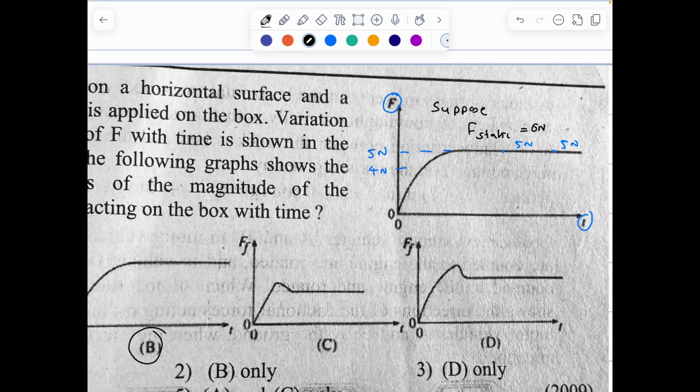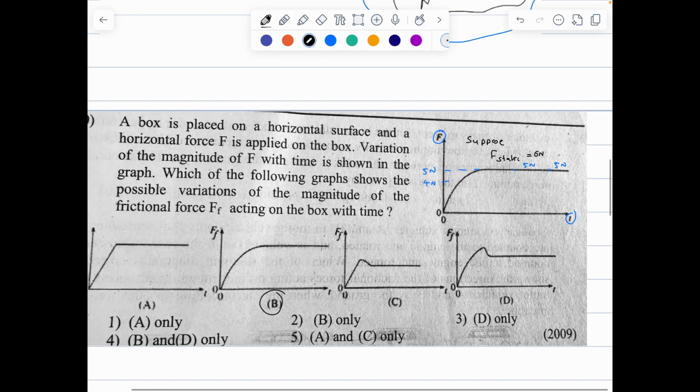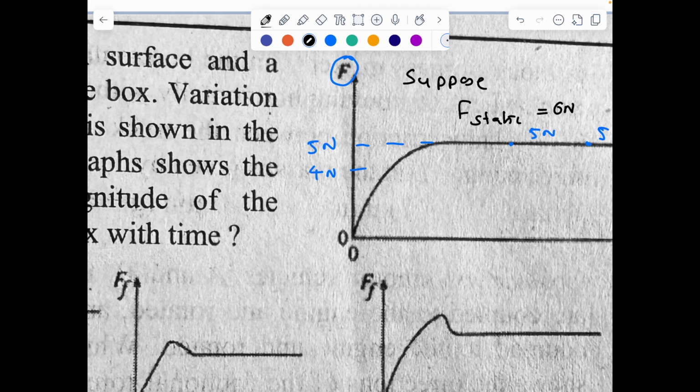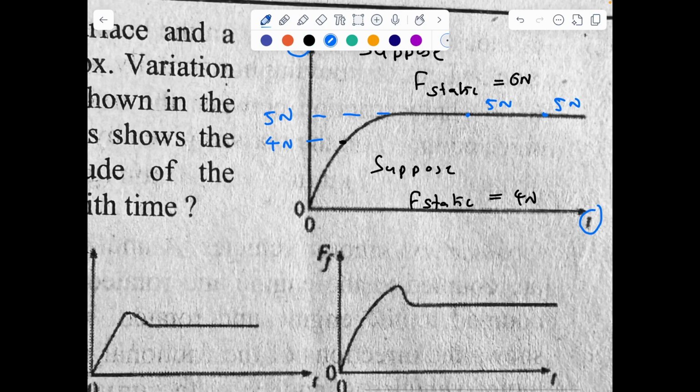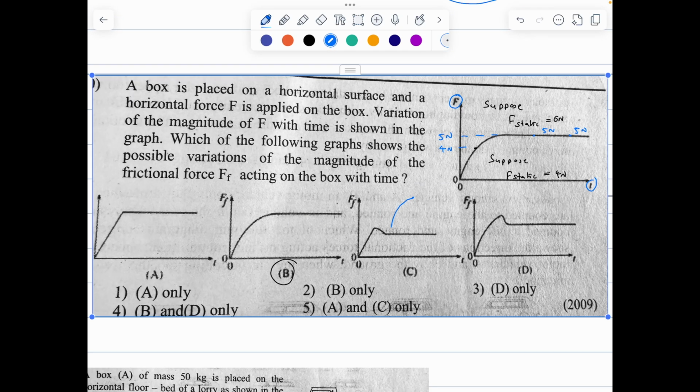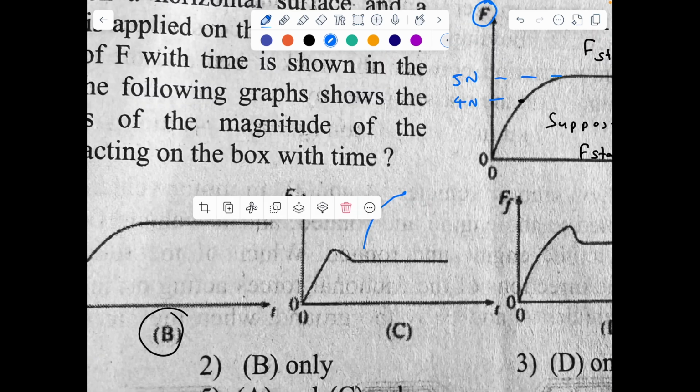You don't have to accept what I'm saying. You can argue, debate it out and see. That's science, right? Alright, so now just think, suppose the static limiting friction value is about 4 newtons. Well, the external unbalanced force has exceeded the static limiting friction. Then if that is the case, friction would increase along with the external force up to 4 newtons, right?